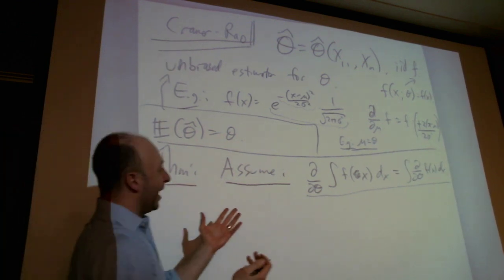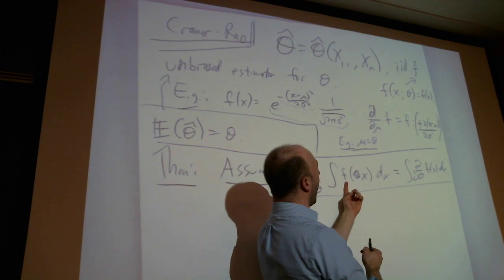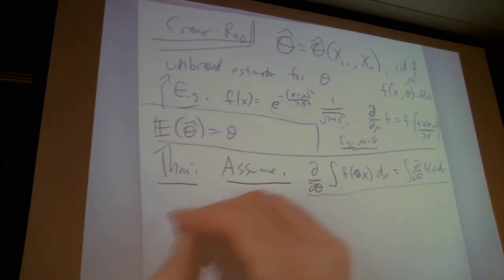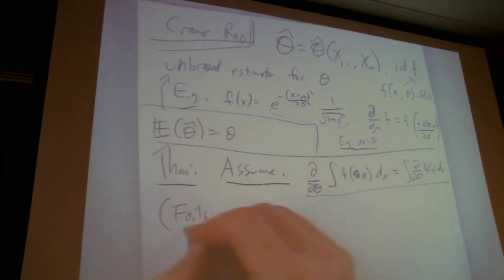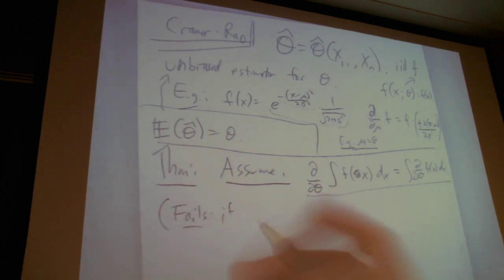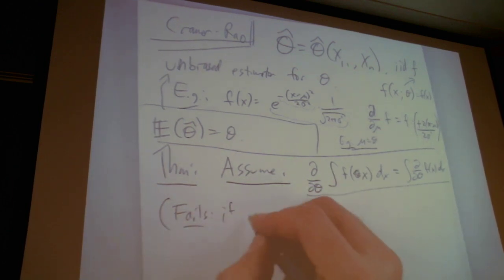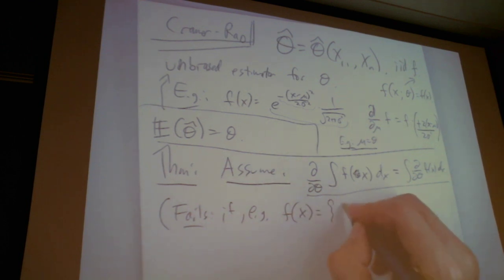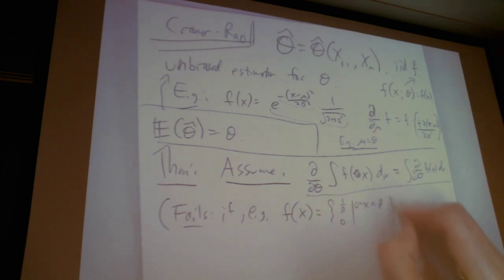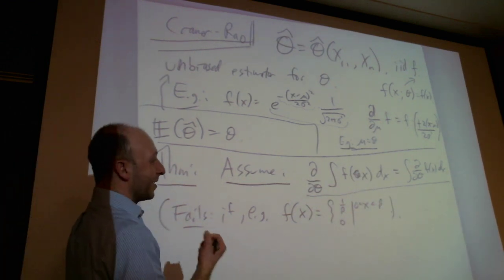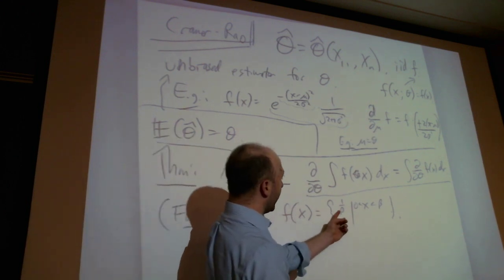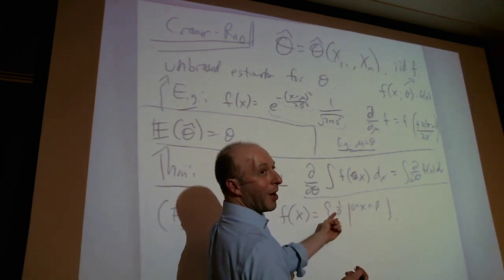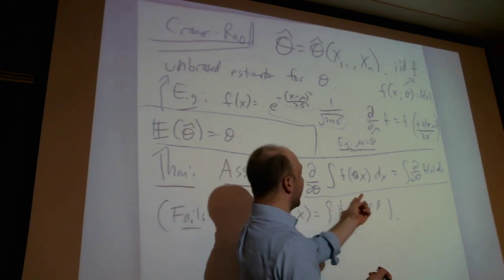Maybe I should tell you now. How could this possibly fail? Well, this fails, not if and only if, but here's a condition under which it fails, there are others. If, for example, f of x is equal to 1 over beta, or 0, if x is between 0 and beta. In other words, a uniform distribution. The Cramér-Rao does not apply to a uniform distribution. Why not? Why can't I just differentiate with respect to beta, my parameter? Because it's in the bounds.